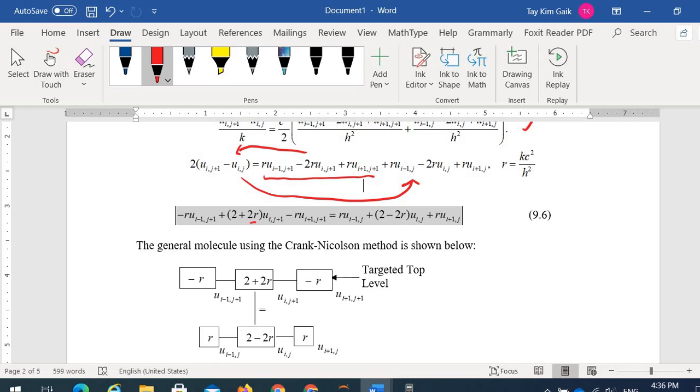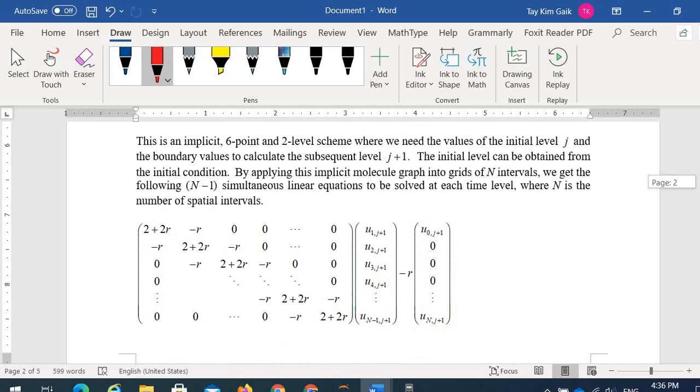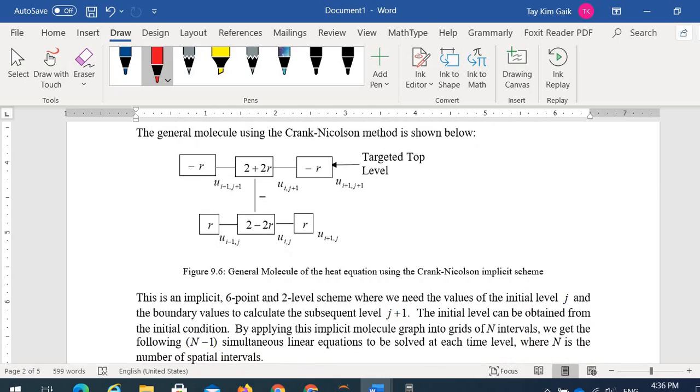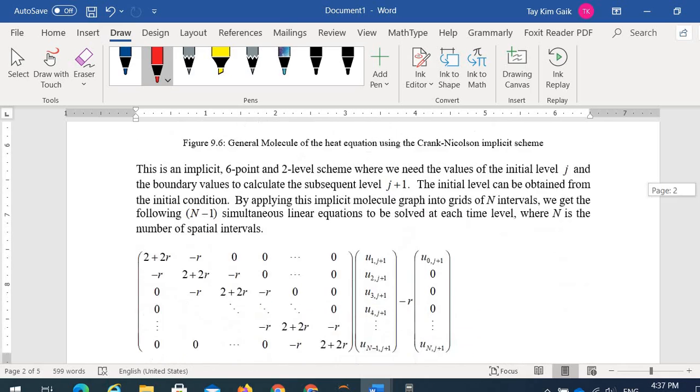So this one becomes implicit because at the top level you have more than one cell. Compared to the previous video, if explicit, normally your targeted top level will be only one cell, so your top cell directly depends on the bottom level. But this one you have more than one cell at the targeted top level. So it becomes an implicit scheme because when you apply this molecule to the grids, you will get a system of linear equations to be solved simultaneously. So it becomes an implicit method.